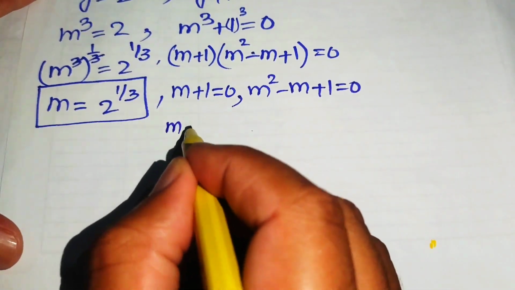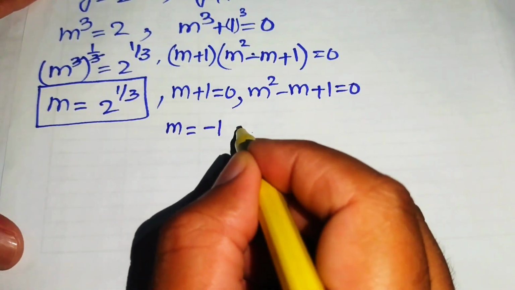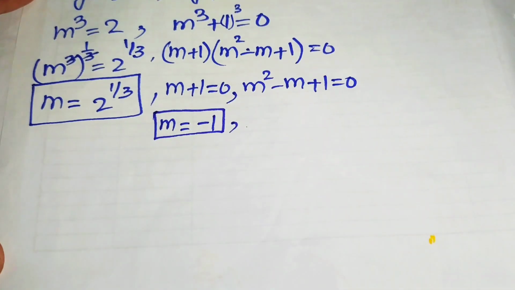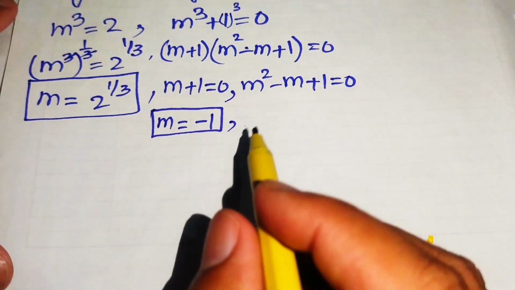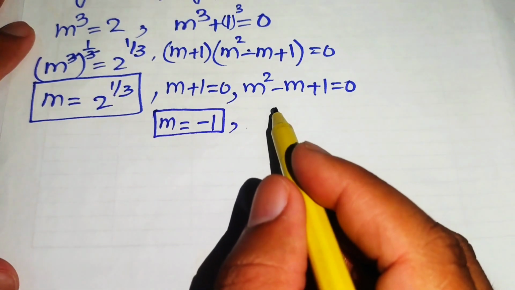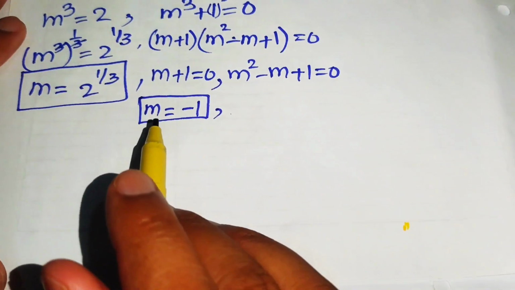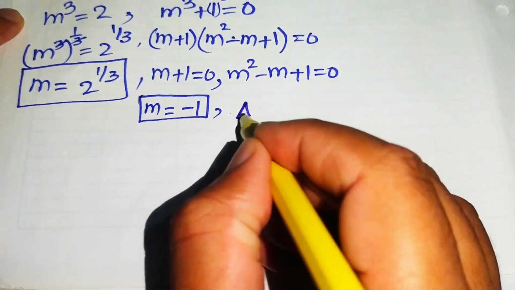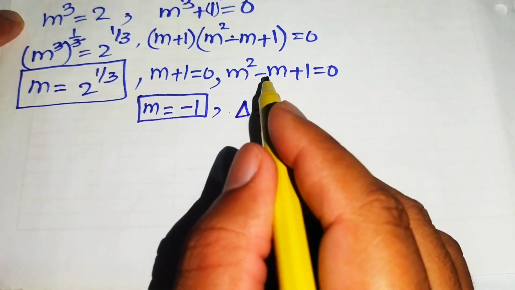So we get the value of m equals minus 1, and this is the second real root of the given question. Now we check whether this quadratic equation has real roots or not, so that we can find the roots of this equation. Here we use the discriminant formula in order to check the roots of this equation.